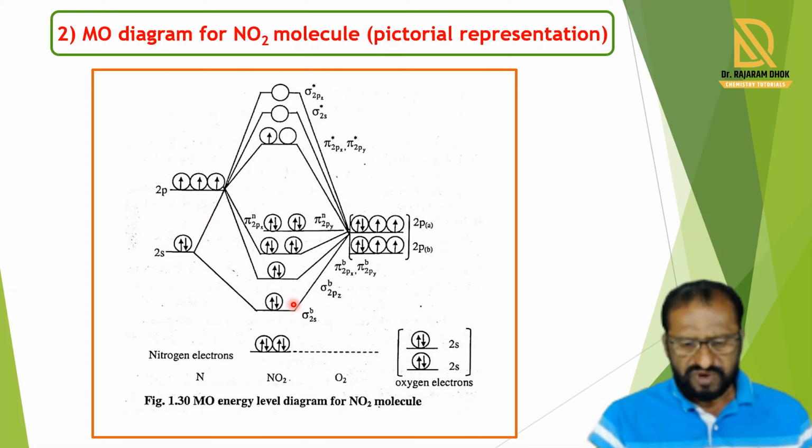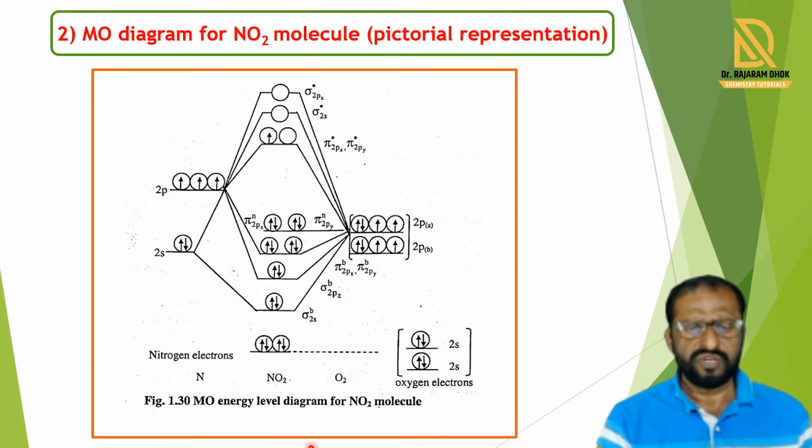So sigma 2s contains 2 electrons, sigma 2px contains 2 electrons, pi 2py fills 2 electrons, pi 2pz fills 2 electrons, then non-bonding pi n2py and pi n2pz fill 2 electrons each. Then one electron is filled in pi star 2py or pi star 2pz. So in this way, the total number of electrons are filled in the molecular orbitals. From that, we write the MO electronic configuration of the NO2 molecule.